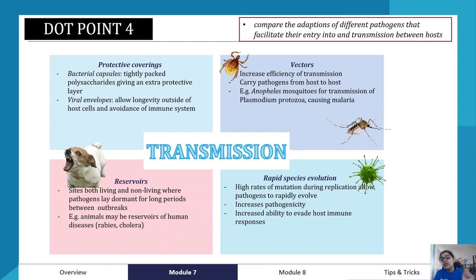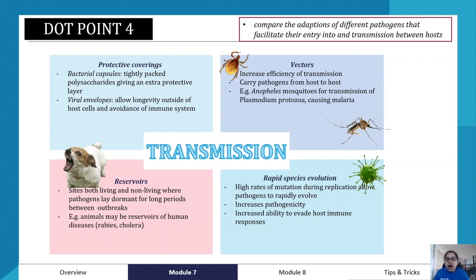Then reservoirs. So these are sites, both living and non-living, where pathogens lay dormant for a long period of time between outbreaks, and animals actually can be the reservoirs of human disease, and big examples of that are rabies and cholera. And then finally, rapid species evolution.